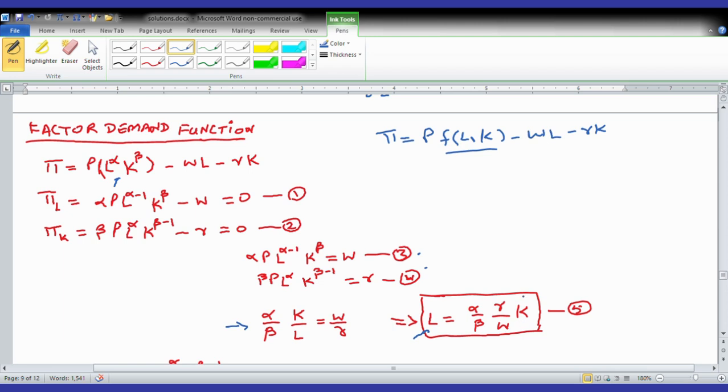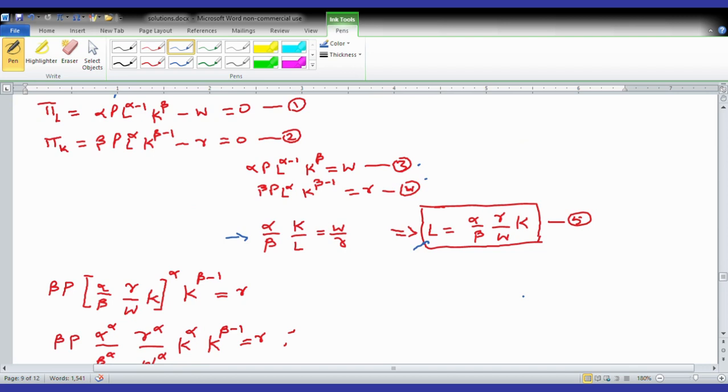Then in the next step I plugged this value of labor in equation 2. You could plug in equation 1 as well. I plugged it in equation 2, so see that equation 2 is beta here, and then I have price which is here, and then L raised to power alpha. In place of L I have used this value, raised to the power alpha, K raised to power beta minus 1 is here, and minus R has been taken on the other side to become plus R.